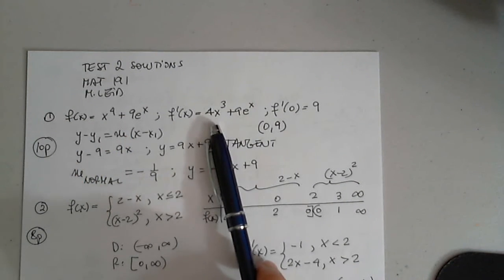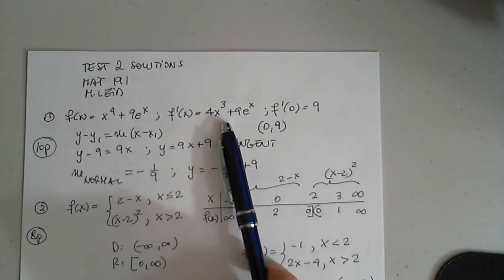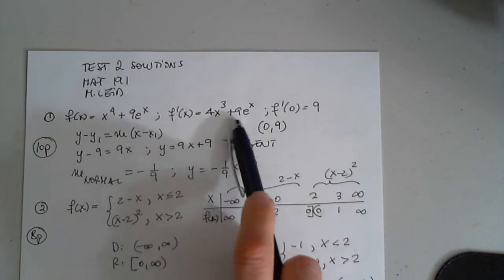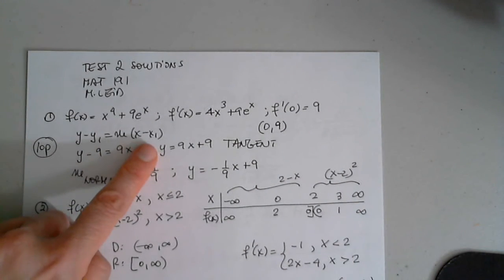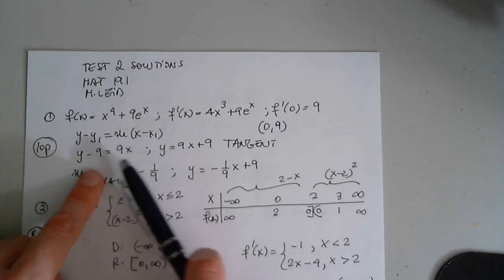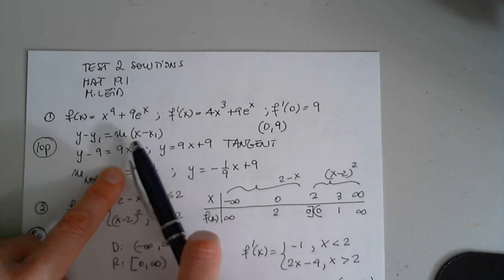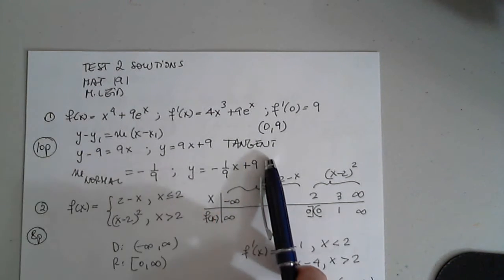We plugged in 0 for the point to find the slope at that point, the slope of the tangent line to the graph of the function at that point, and we get 9. Y minus y1, the point-slope form, equals the slope times x minus x1, and we plugged in the numbers: 9 for y1, 0 for x1, and 9 for the slope, and we get this. Moving to the other side, this is the tangent.